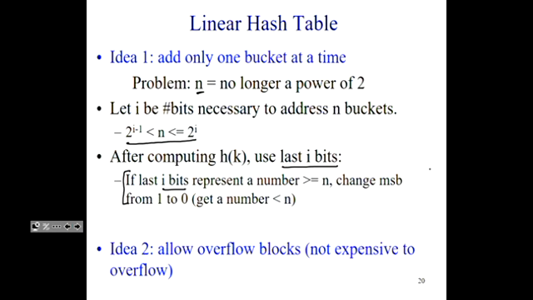The second idea here is that we will allow overflow blocks. We are okay with having a few overflow blocks as long as it doesn't significantly degrade performance. So it's not expensive to overflow like in extensible hashing. In some sense we are being a little more tolerant, and that little bit of tolerance will actually help us with the worst case scenarios that we will encounter.